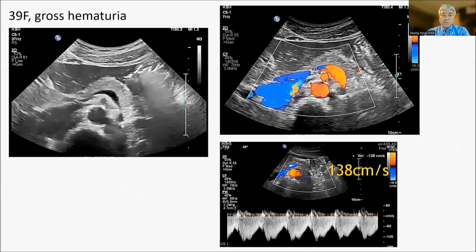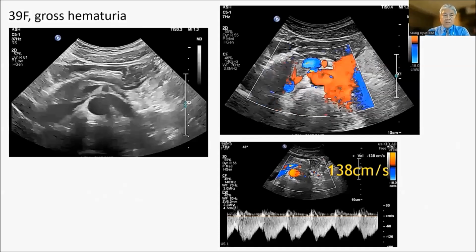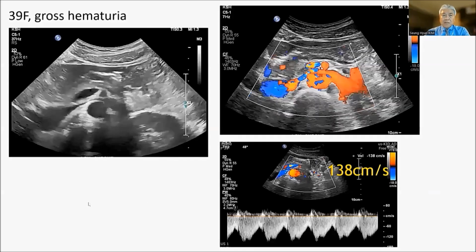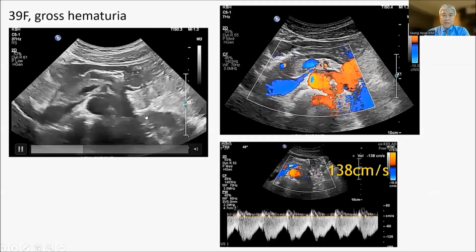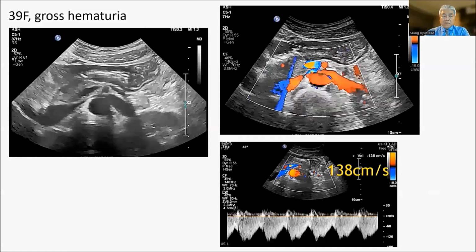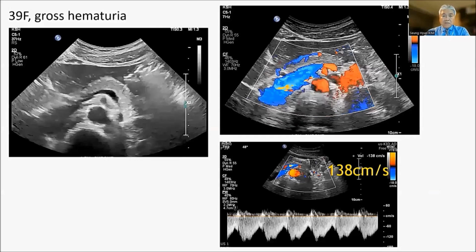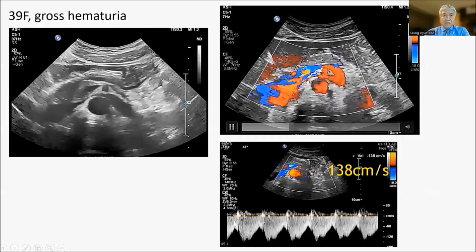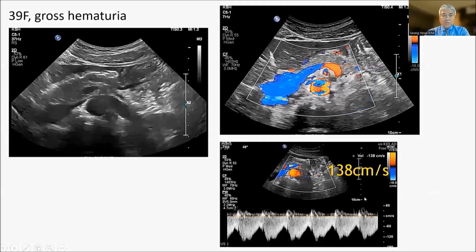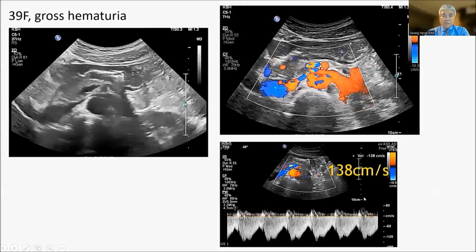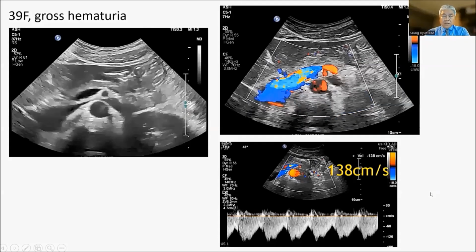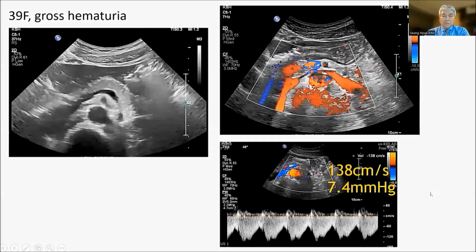This is a young woman with gross hematuria. Grayscale and color Doppler show a dilated hilar left renal vein and a compressed aortomesenteric left renal vein and intermittent bright-colored jetting flow with peak flow velocity of 138 centimeters per second. And the estimated pressure gradient is 7.4 millimeters mercury.